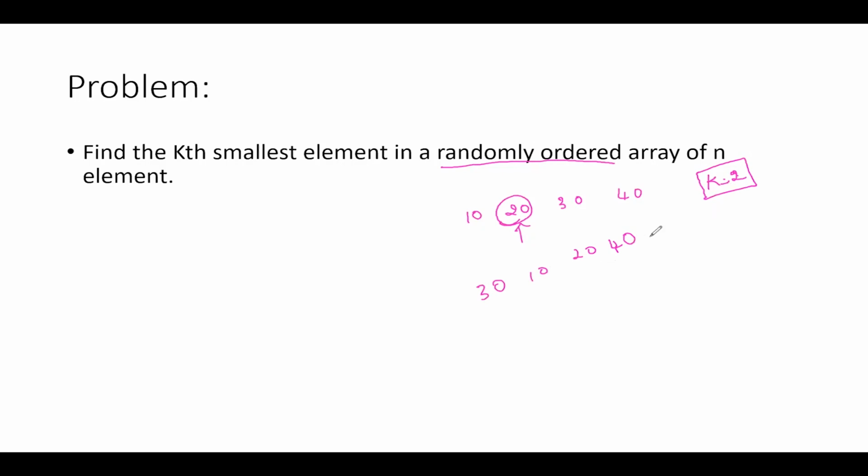As you can see, first I need to sort it, or I need to find a way in which I can find the second smallest element, the kth smallest element. That k is the position we are talking about. So even if the array is not ordered, our algorithm should give us the output as 20. This is what the problem statement is. I hope it is clear. So how can we go about this?